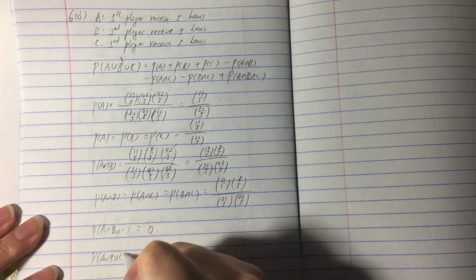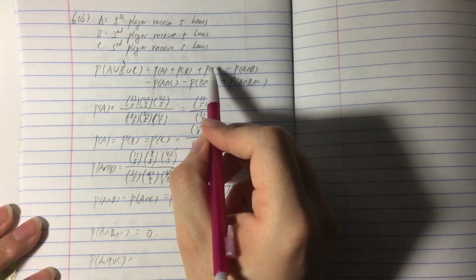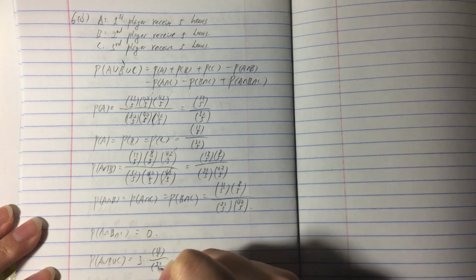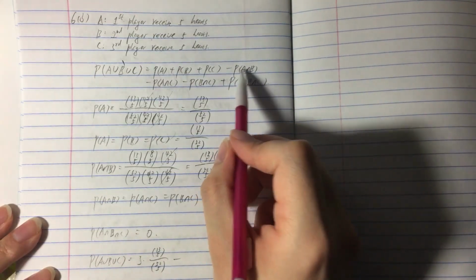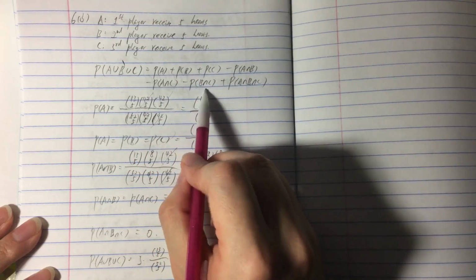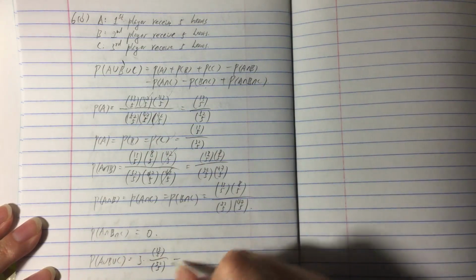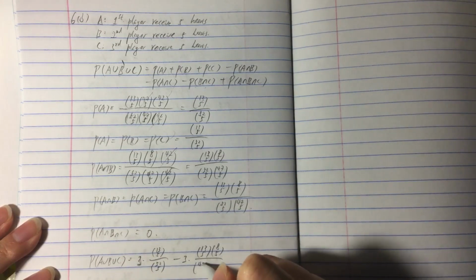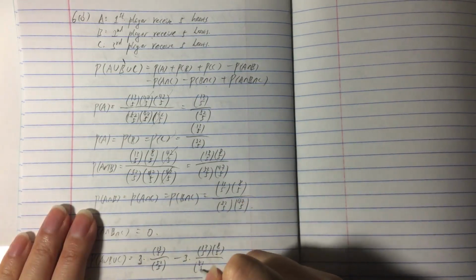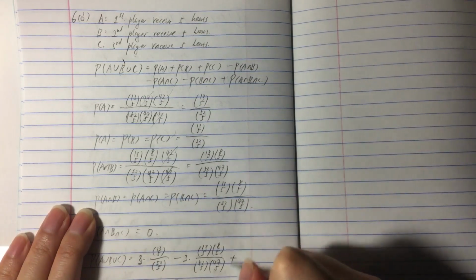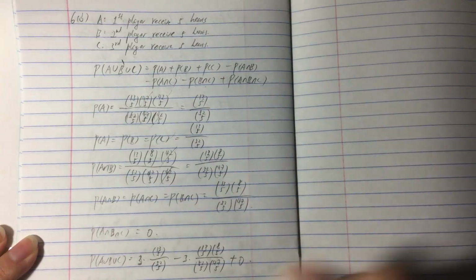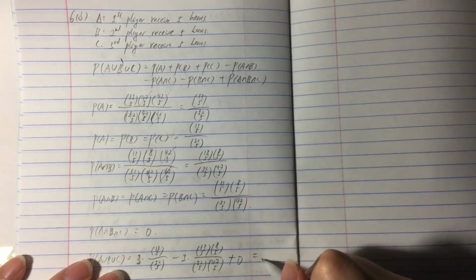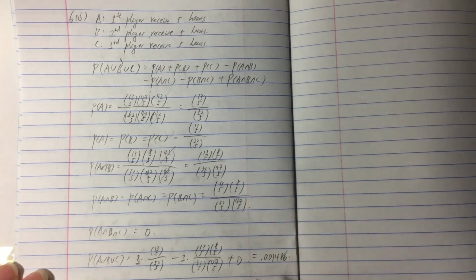Then use the formula. The probability of A union B union C equals the probability of A plus the probability of B plus the probability of C. Since they're all the same, we have 3 times 13 choose 5 over 52 choose 5, minus the probability of A intersection B, A intersection C, and B intersection C. Again, since they're all the same, we can subtract 3 times 13 choose 5 times 8 choose 5 over 52 choose 5 times 47 choose 5, plus the probability of A intersection B intersection C, which is 0. Then I use my calculator. I get 0.001486.